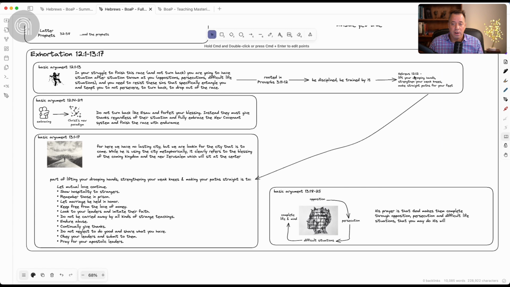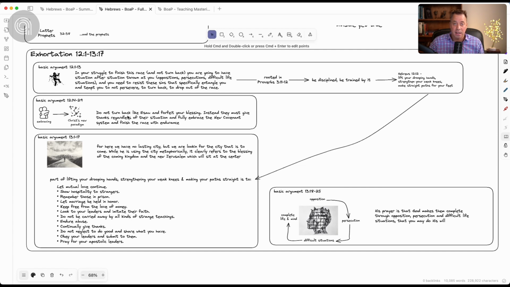And Hebrews 12 specifically, at the end of this first little part we're going through, says, lift up your drooping hands, strengthen your weak knees, and make straight paths for your feet. So you can see he's trying to tell them to stay in the race, to not get entangled in all these situations, even though you're going to have thing after thing after thing that's going to come and be against you. He's saying, embrace the Christ new paradigm, 12:14 to 29.